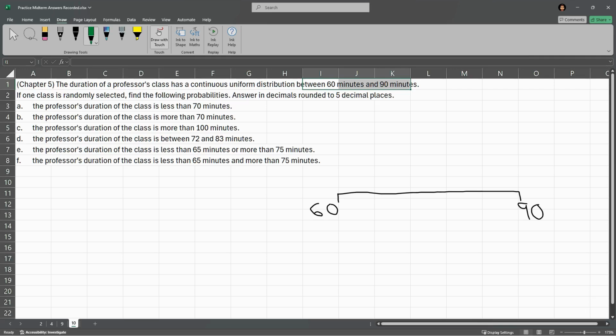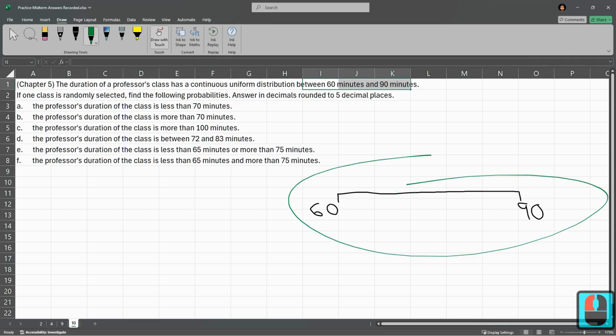Don't try to write it in Excel. My handwriting looks really bad in Excel, but also it's just better to have it on your own paper. And we're going to use this interval. I'm going to draw on top of it for each different part that we're going to answer here.